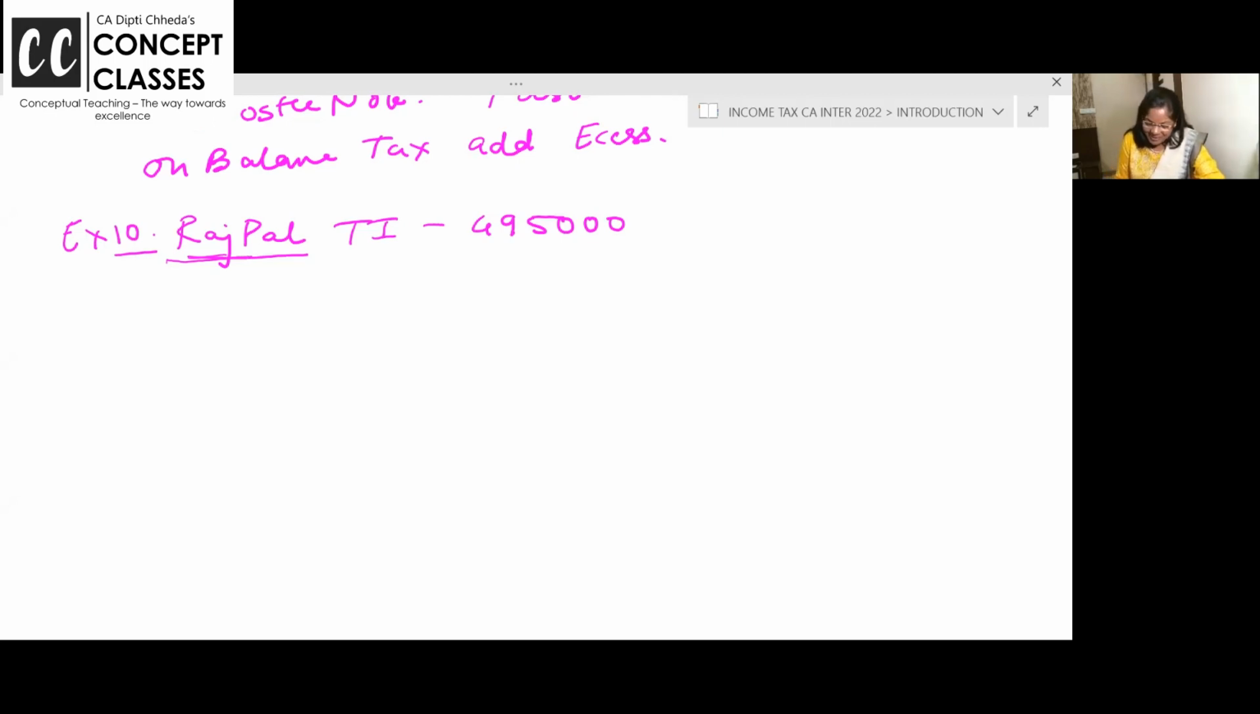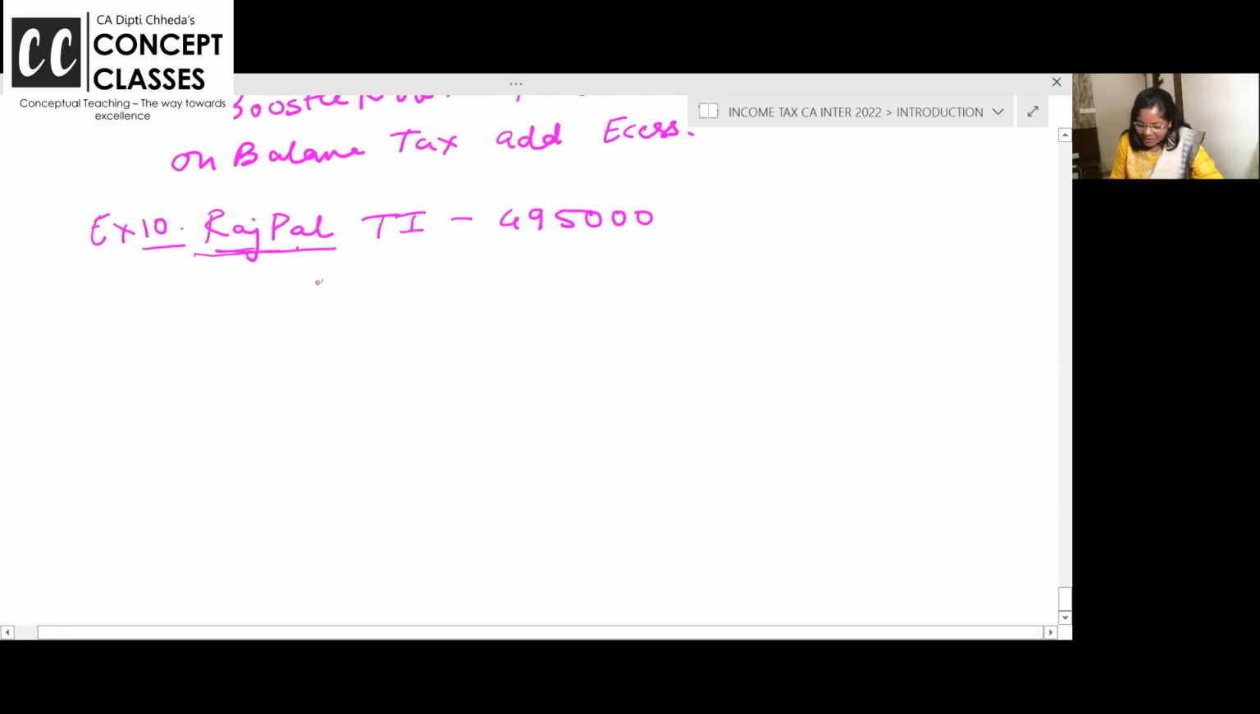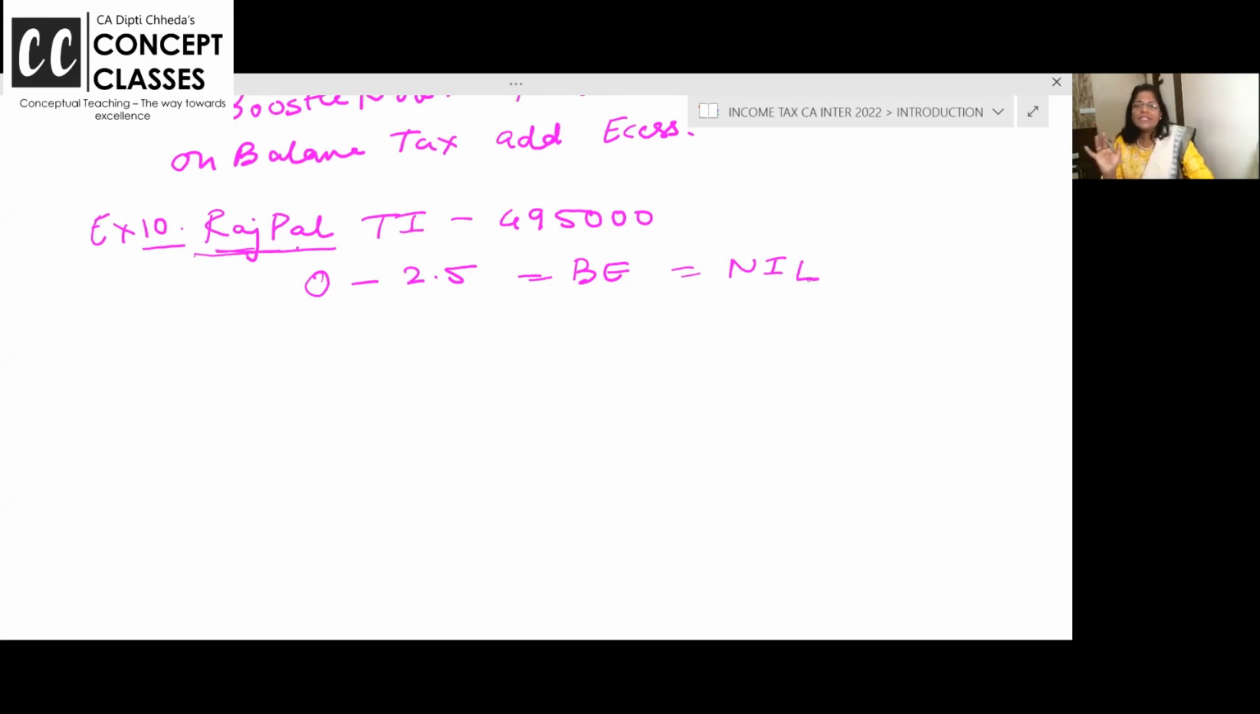Huh? Chalo. So Rajpal's total income is 4,95,000. 0 to 2.5 lakh basic exemption. I hope no one is confused in the class. Purposely, I didn't give the age. Age is not there, meaning he's a resident individual but not a senior citizen. Nil.